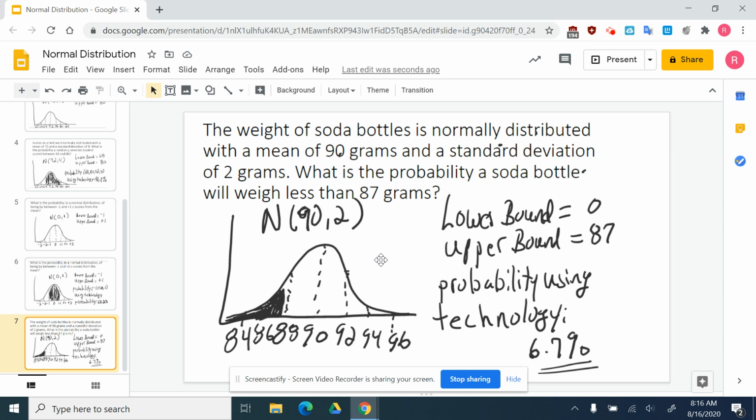Hopefully that helped you understand how you would have to write out the answers to a free response question involving the normal distribution on the AP Stats test.